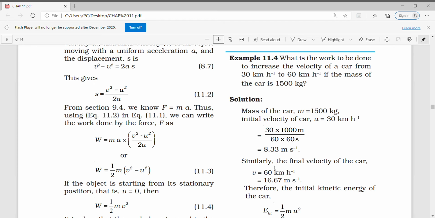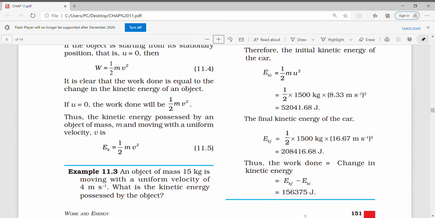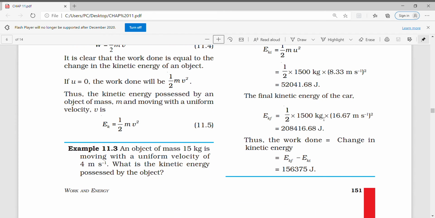Similarly, we'll find out the final velocity of the car. This is 60 kilometer per hour, and when you will convert it into meter per second, then this comes out to be equal to 16.67 meter per second. So let us calculate initial kinetic energy. The formula will be half mv square. So that we have calculated, it is 52,041.68 joules. So this is initial kinetic energy.